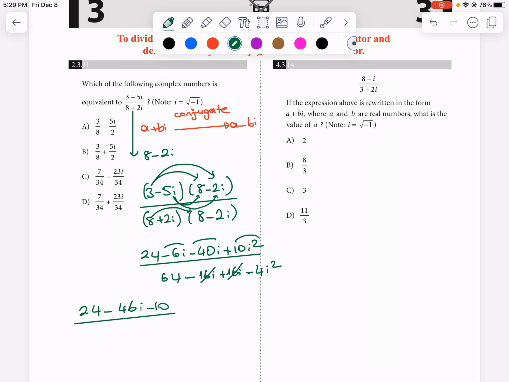And what else do we have? We have -4i squared, which makes positive 4 because i squared is negative 1. Negative 1 times negative 4 makes positive 4. So positive 4 plus 64 is going to be 68. And then 24 minus 10 is 14. So 14 minus 46i divided by 68.